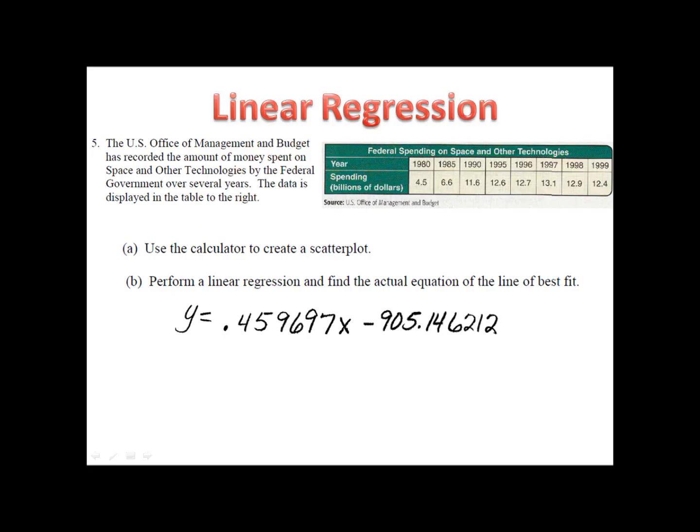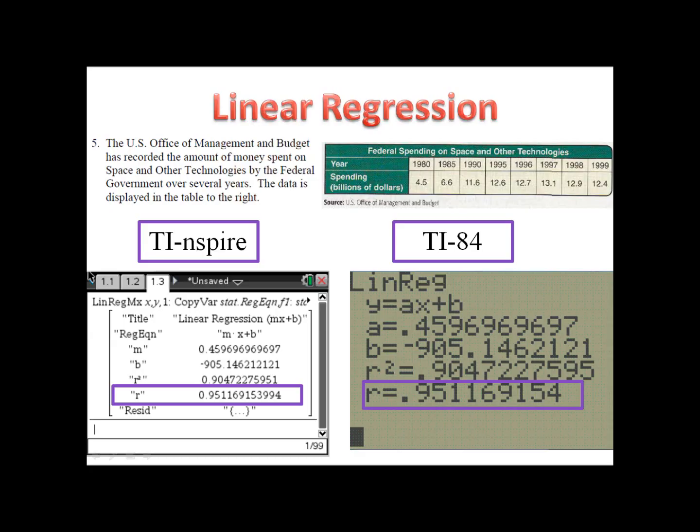Now, the next thing I want to tell you about is this. We want to know the correlation. How well does the data fit the equation? We look for what we call the correlation coefficient. The correlation coefficient is R. R is the correlation coefficient, in this case 0.95.